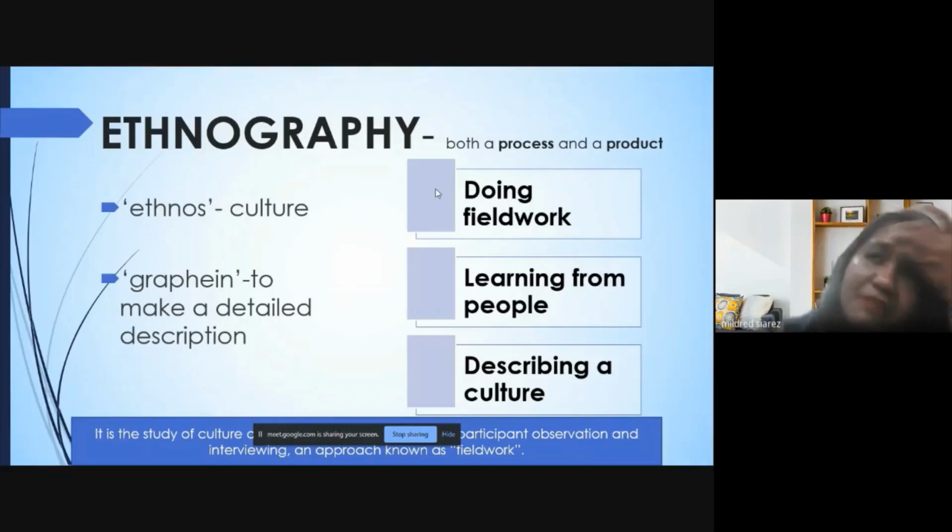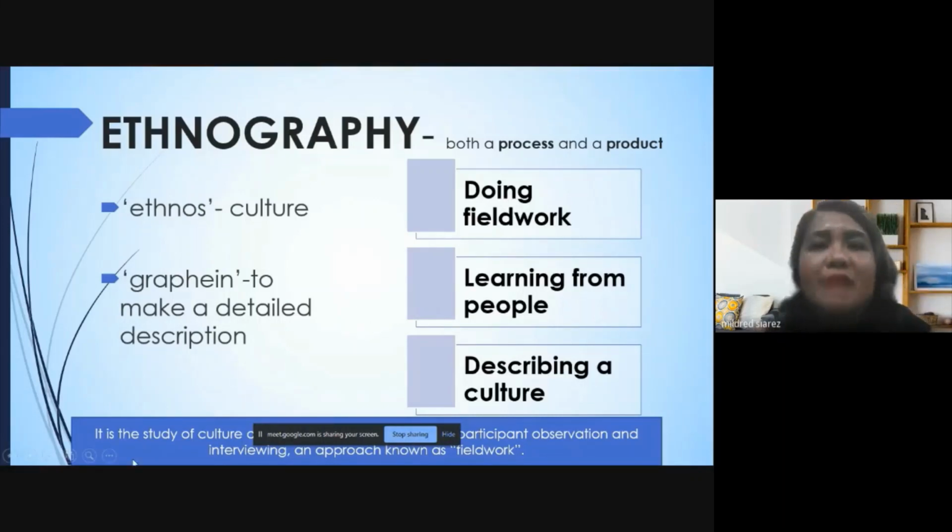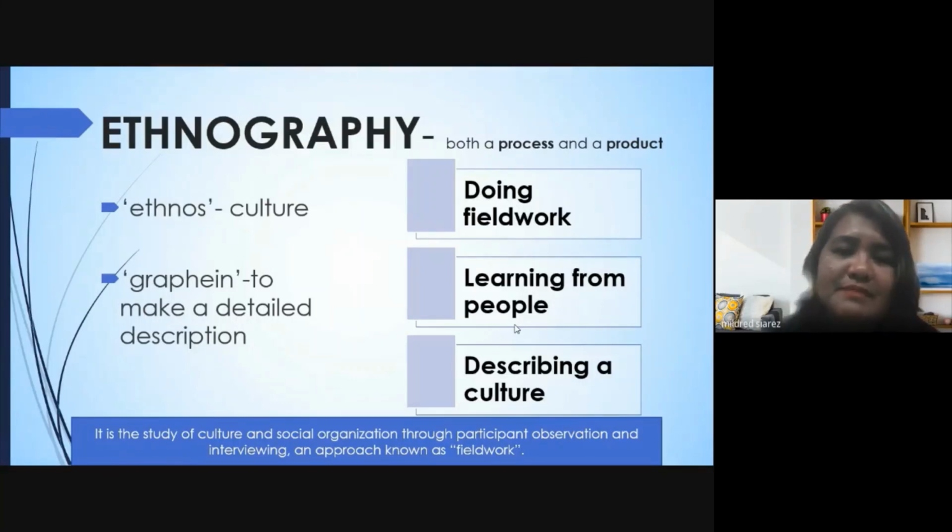Anthropologists really do participant observation. What you did is easier, you just do interviews. You just ask them about their experience. Here in ethnography, you really have to do the two parts. You have to get not just the etic perspective, but also the emic perspective of the people.